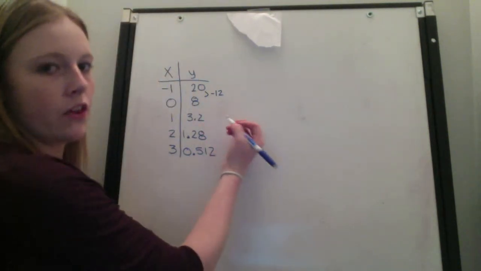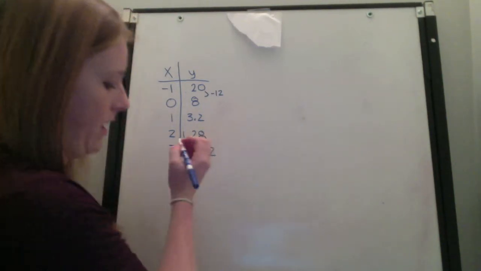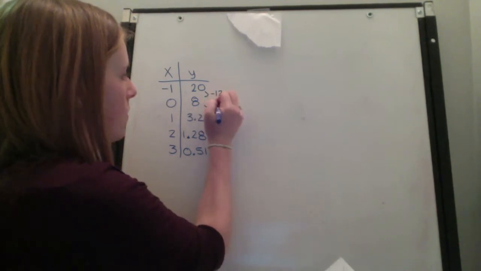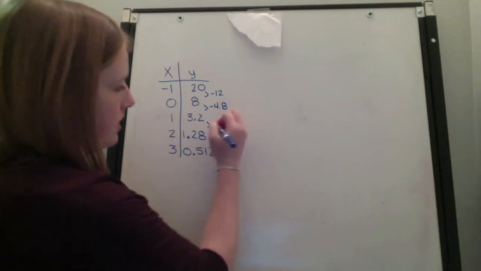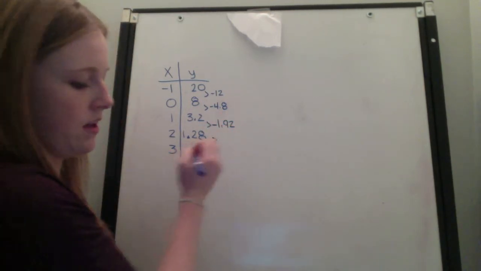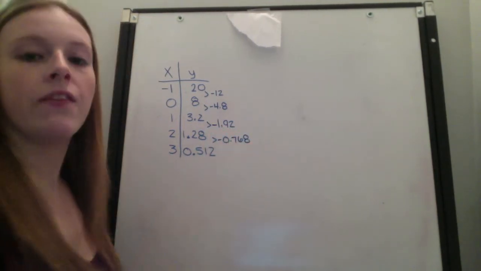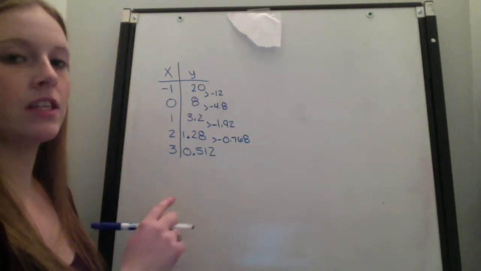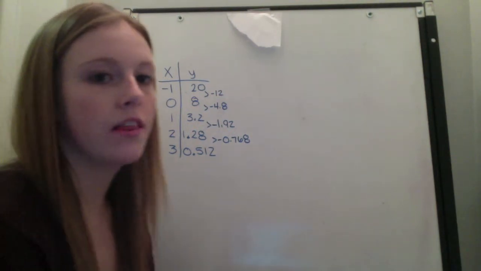Then we'll subtract 3.2 from 8, and you get negative 4.8. And this one is negative 1.92, and this one is negative 0.768. Therefore, what does this show us? This shows us that this graph is not linear because the first differences are not the same.